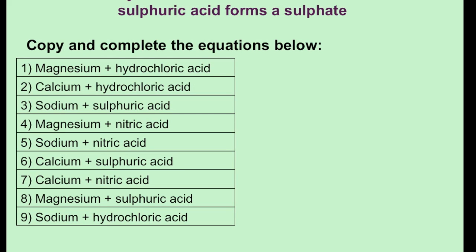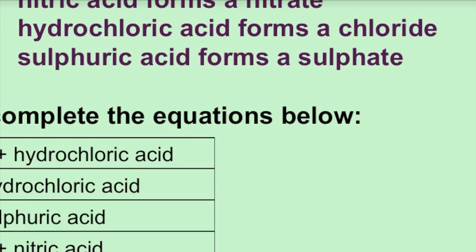What you could do now is write this into your book. You can't see the top one, but it says nitric acid forms a nitrate, hydrochloric acid forms a chloride, and sulfuric acid forms a sulfate.